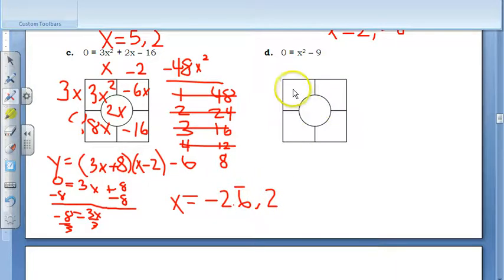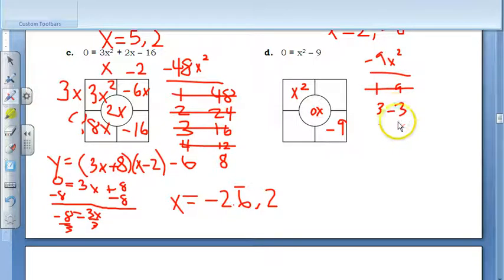Okay, the last one's a little simpler, but I throw it on there because if there is no x term, if there is no b term, the center is a 0. So then we're trying to make negative 9. 9 factors are 1 and 9, 3 and 3. We need to subtract to make 0. 3 minus 3 is 0.